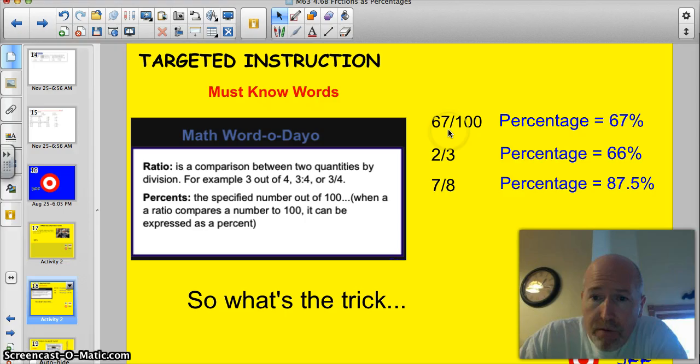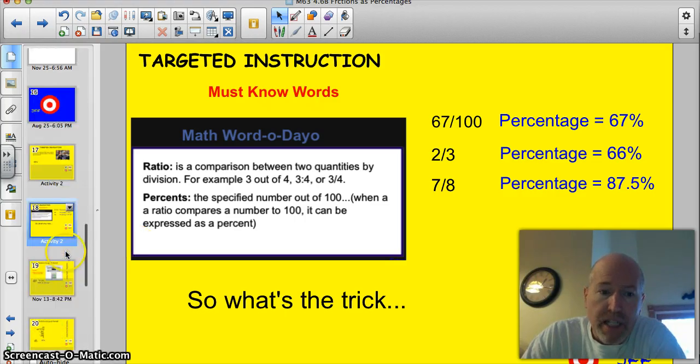All right, if we have 67 out of 100, that's 67%. That's real easy. It's right out of 100. If we have 2/3, well, that's kind of a known one. That's 66%. If you have 7/8, you may recall from last lesson, that was 87.5%. So what's the trick? How do I get these? Well, it's really just a two-step process. You divide and you end up moving the decimal two places.